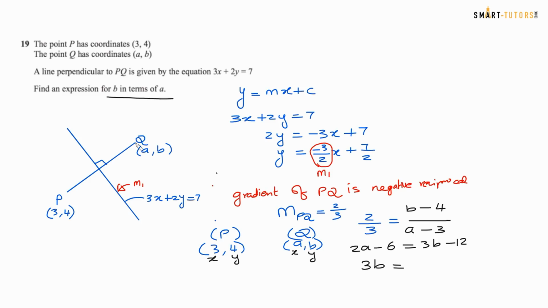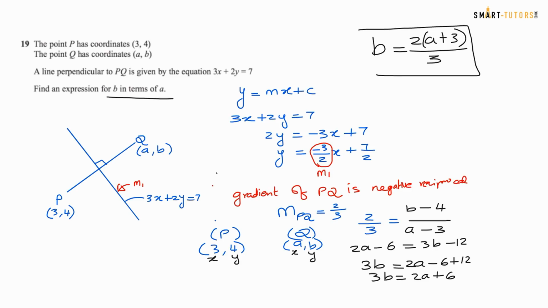So in the question they are asking, make b the subject in terms of a. So 3b equals 2a minus 6 plus 12. So 3b equals 2a plus 6. So if you make b the subject, b equals 2a plus 6 over 3. So you can leave this one as it is. That is our final answer.